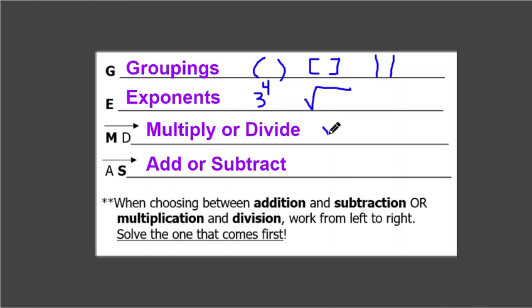Multiply or divide is just multiply or divide, but we do it from left to right. Whatever comes first is what we do first. And then we have add or subtract at the end, and the same thing, we go from left to right, and we solve the one that comes first. All right, that was order of operations. That's what we're going to be working on this week.